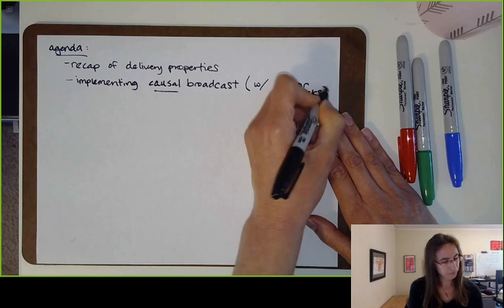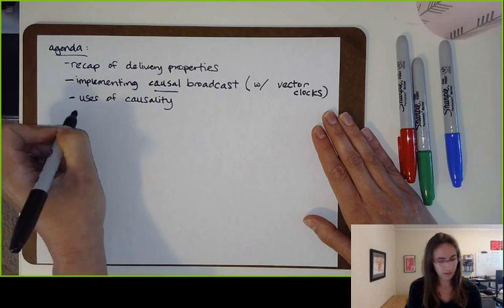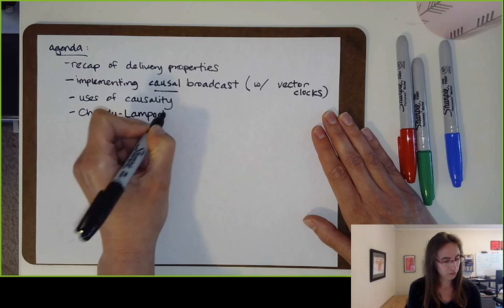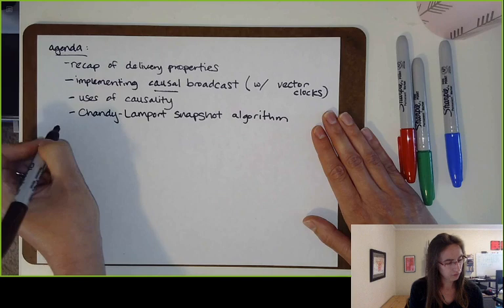Then we're going to zoom out and look at uses of causality in distributed systems, and then we're going to look at a different application for causality, which is called the Chandy-Lamport snapshot algorithm. So this is ambitious. Let's see if we have enough time to get through all of it.